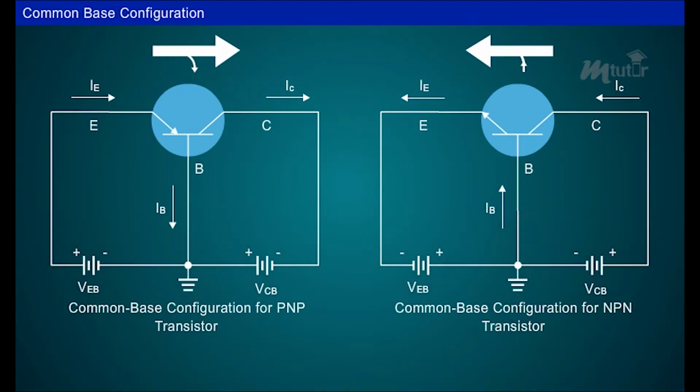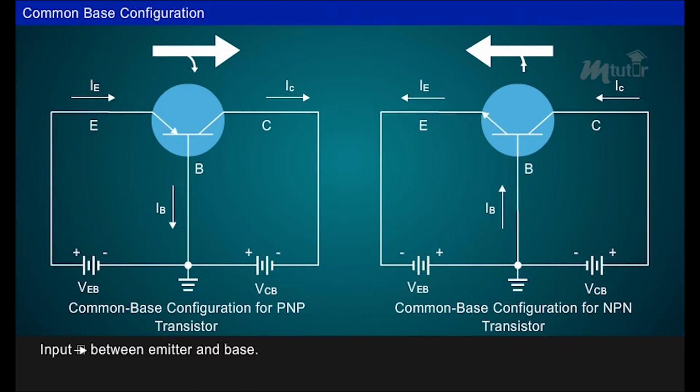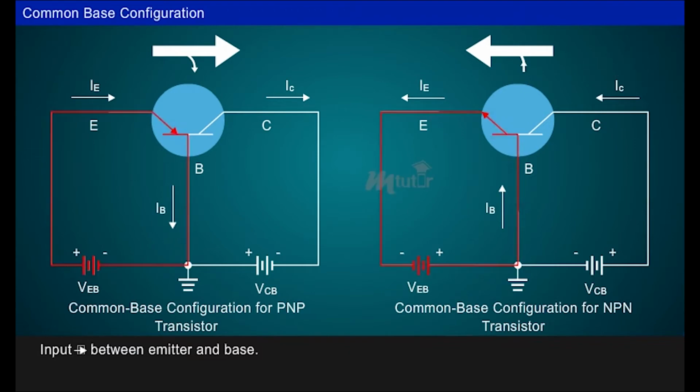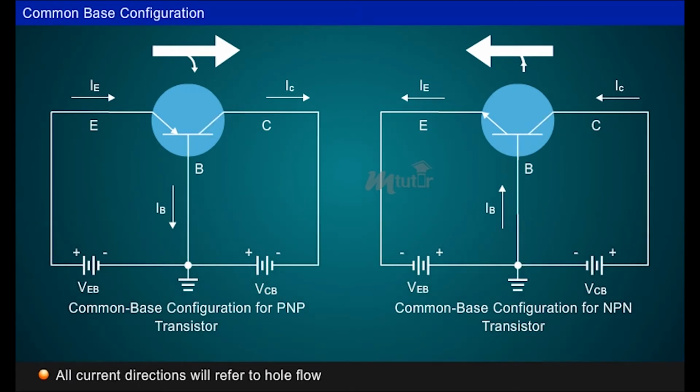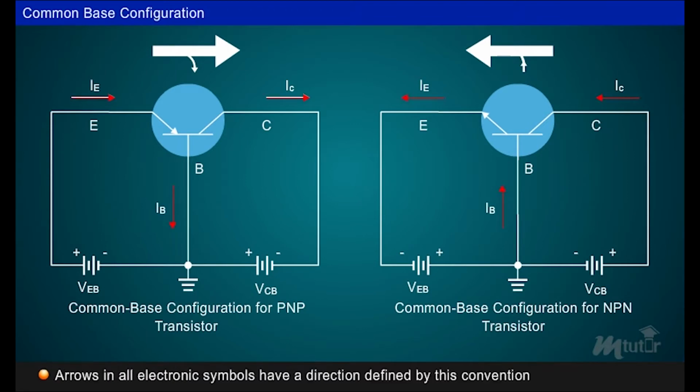In this configuration, input is applied between emitter and base and output is taken from the collector and base. All current directions will refer to conventional, that is, hole flow rather than electron flow. The result is that the arrows in all electronic symbols have a direction defined by this convention.